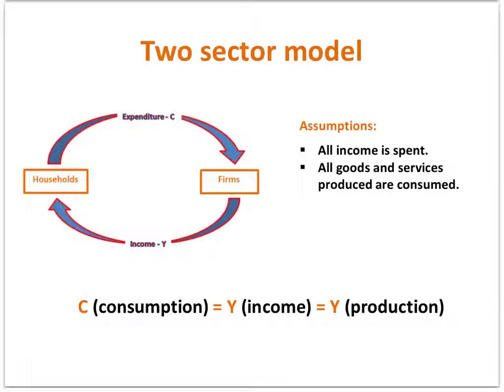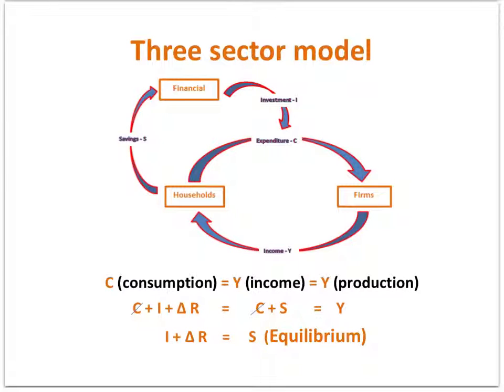If consumers spend all their income to buy all goods and services produced, then for this model it is true that total consumption equals total income equals total production. Now I'm introducing the third sector, or financial sector, and I assume now that consumers spend a part of their income and they save the other part in banks or financial institutions.